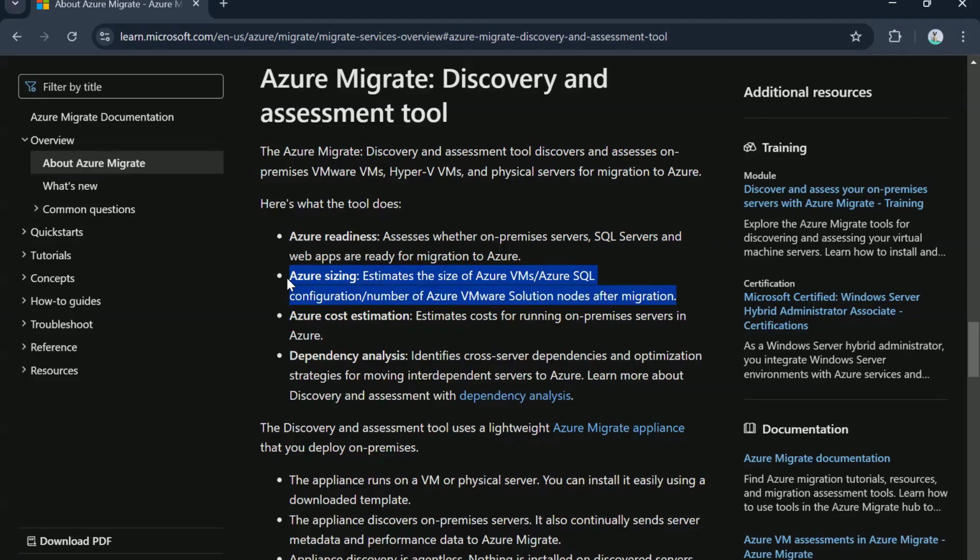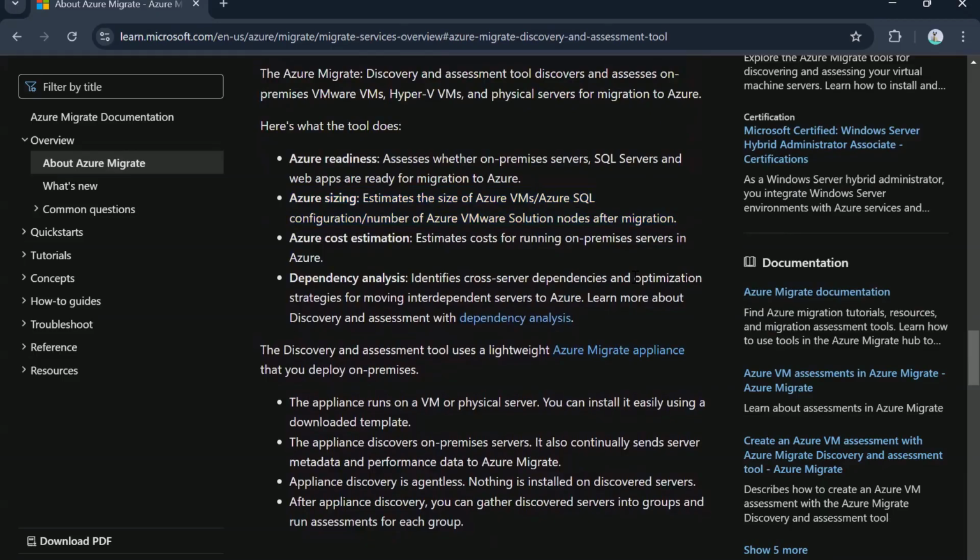Then dependency analysis identifies cross-server dependencies and optimization strategies for moving interdependent servers to Azure. So folks, I hope you now understand why Azure Migrate has been chosen as the correct answer in this case. But if you still have any doubts, please post them in the comment section.